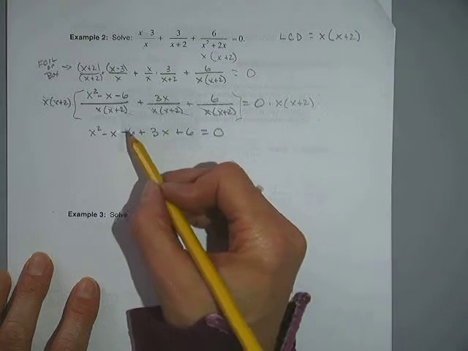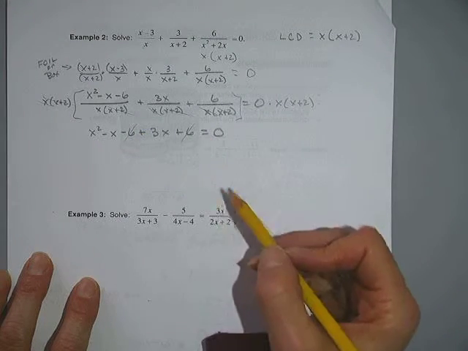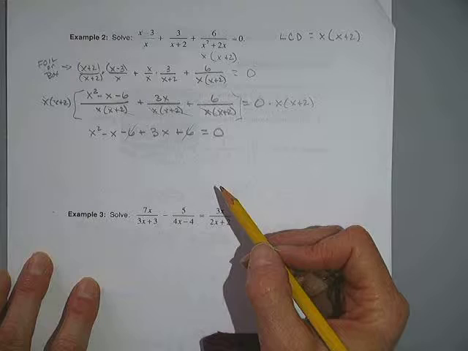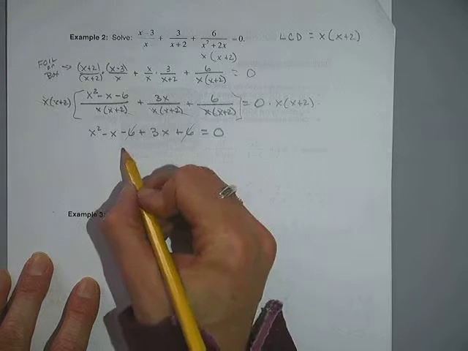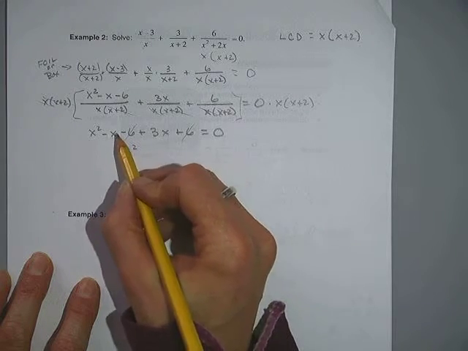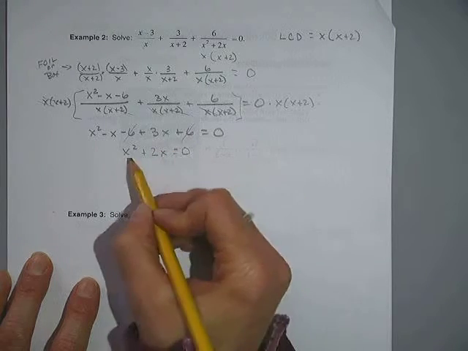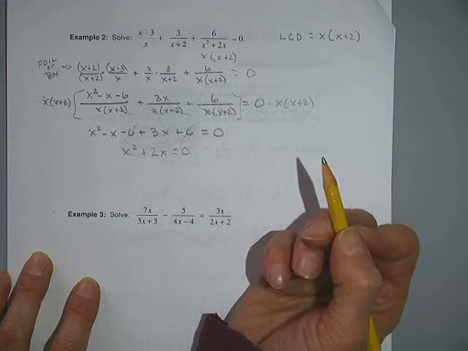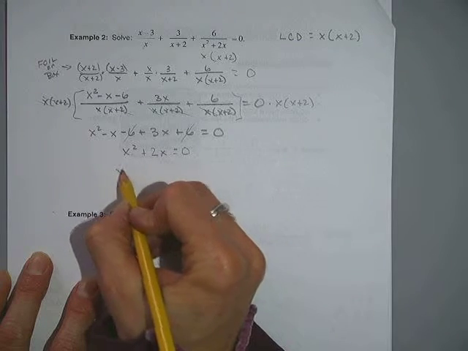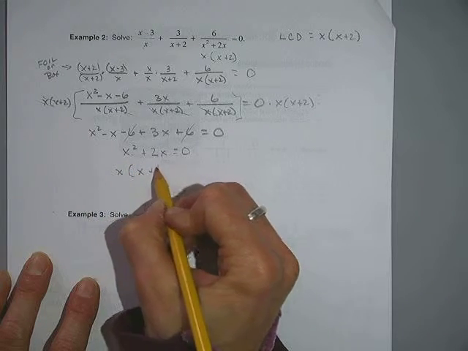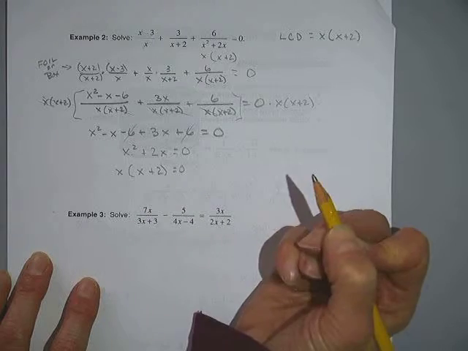Is there anything else I can do? Let's cross out the 6's. I can combine the x's, and what do I get? X squared, minus 2x plus 3x, equals 0. Now, can I factor this? Yeah. What can I take out? Okay, let's take an x out.